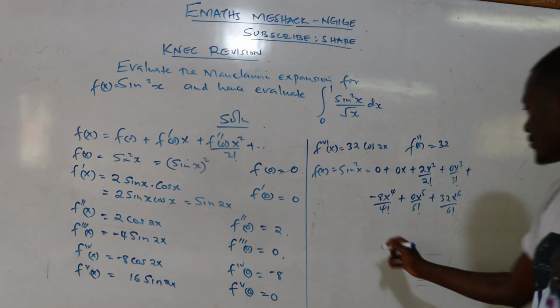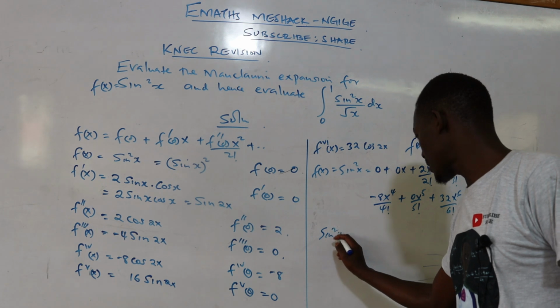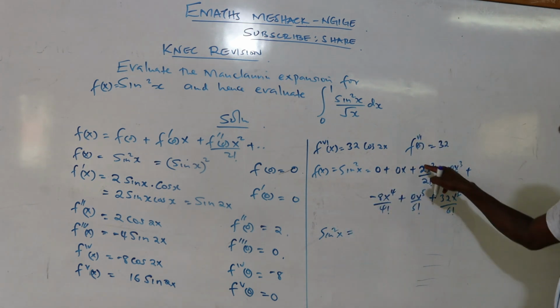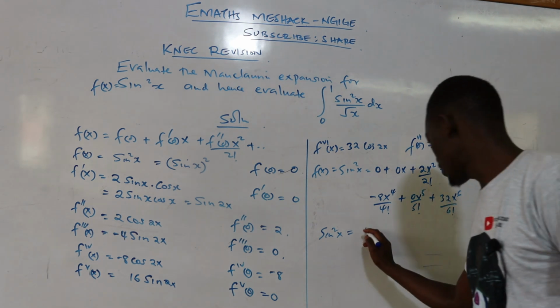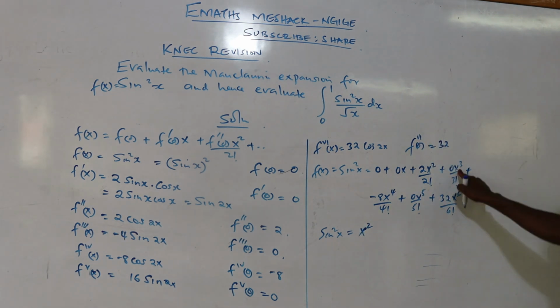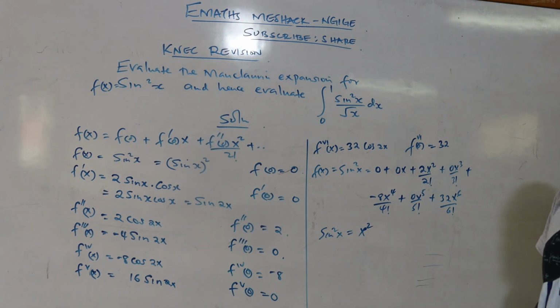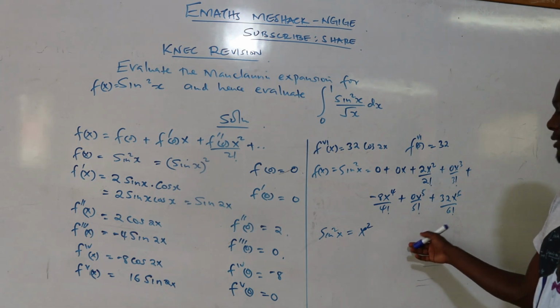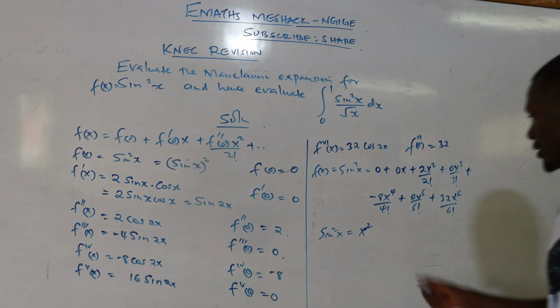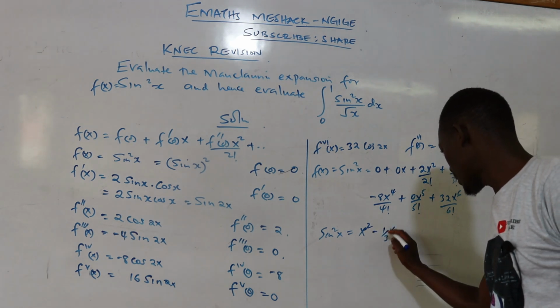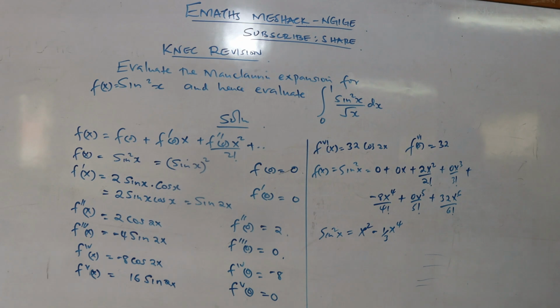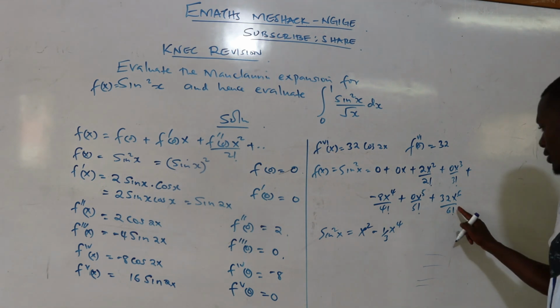So therefore, in short, sine squared x will be given by: this one is 0, this one is 0, this one is 2, 2 factorial is 2, so you remain with x squared, this one is 0, this one is -8 over 4 factorial. Remember, 4 factorial is 4 times 3 times 2. So 4 times 2 is there, which is basically an 8, so it will remain with -1 over 3 x to power 4. Then you have 32 over 6 factorial. Remember again that 6 factorial is the same as 6 times 5 times 4 times 3 times 2 times 1.